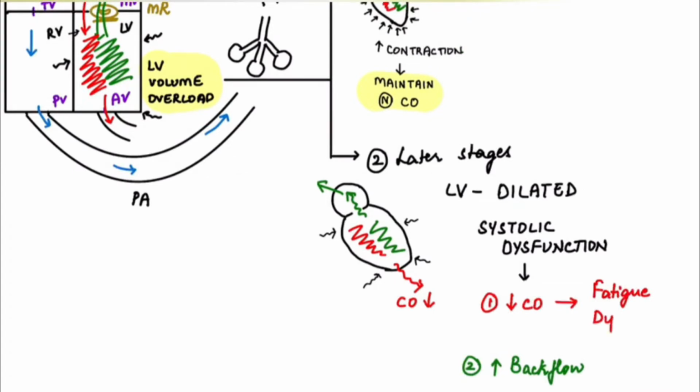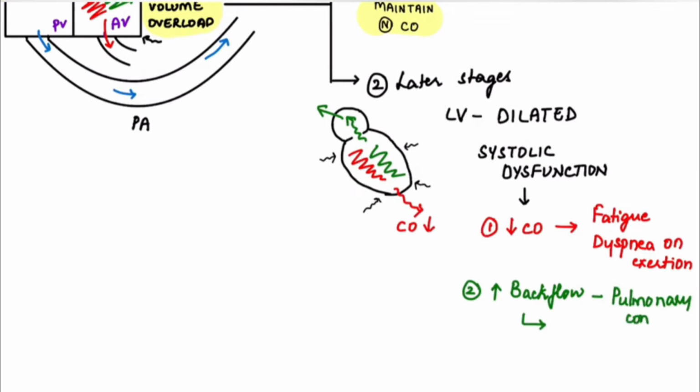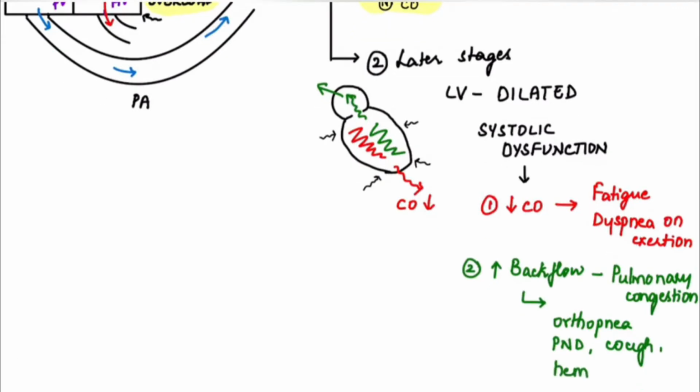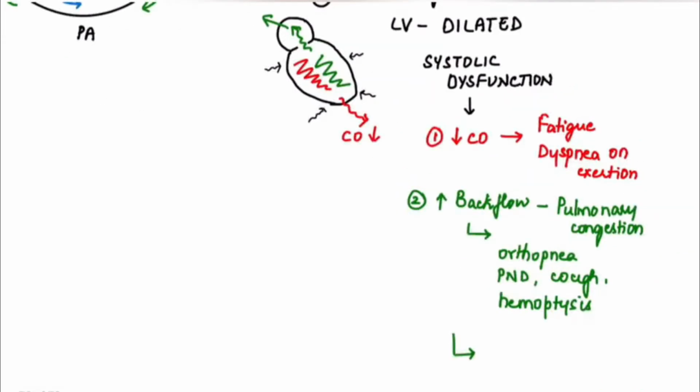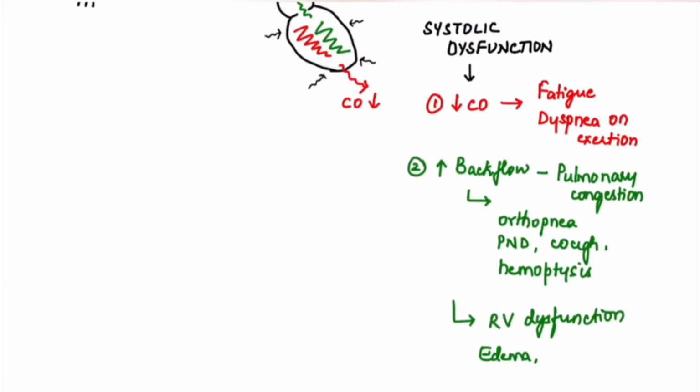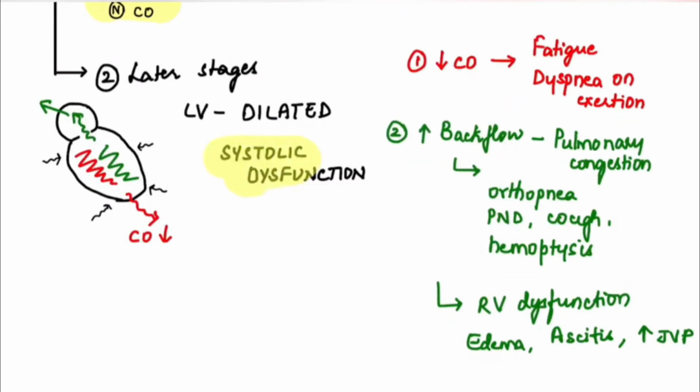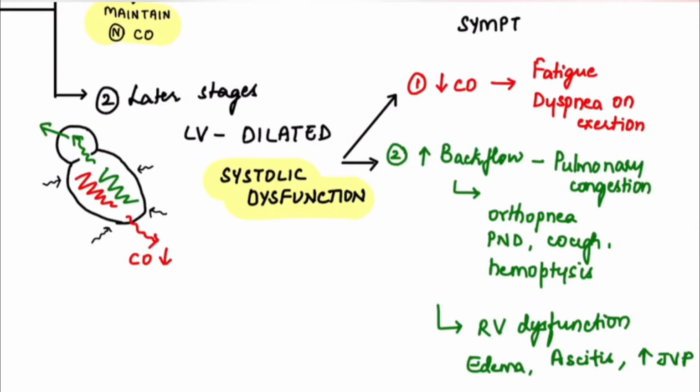So, decreased cardiac output causes fatigue and dyspnea, and increased backflow causes pulmonary congestion, leading to orthopnea, paroxysmal nocturnal dyspnea, cough, hemoptysis, and further backflow of blood into the right ventricle causes right ventricular dysfunction, leading to edema, ascites, and raised JVP. So, in the later stages, there is systolic dysfunction, which causes decreased cardiac output as well as increased backflow that produces the symptoms of mitral regurgitation.